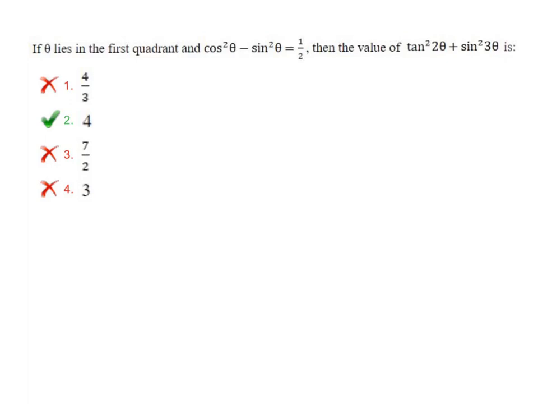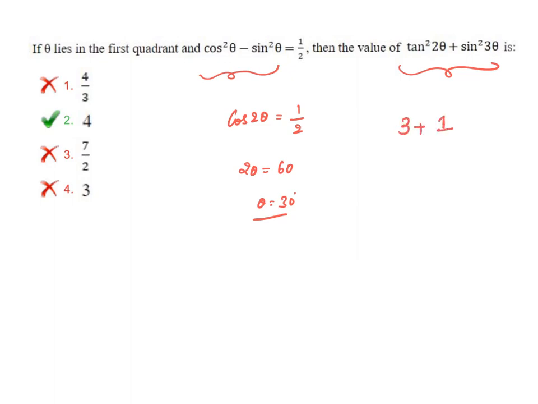If theta lies in the first quadrant, cos square theta minus sin square theta is equal to 1/2. Then the value of this expression. So cos square theta minus sin square theta is cos 2 theta. Cos 2 theta is equal to 1/2 means 2 theta is equal to 60, which means theta equal to 30. Tan 60 is root 3, whole square is 3. Sin 90 is 1. So the answer is 4 here.